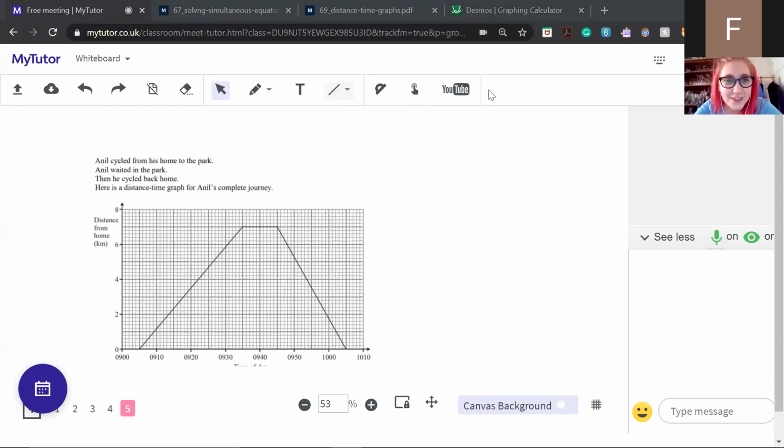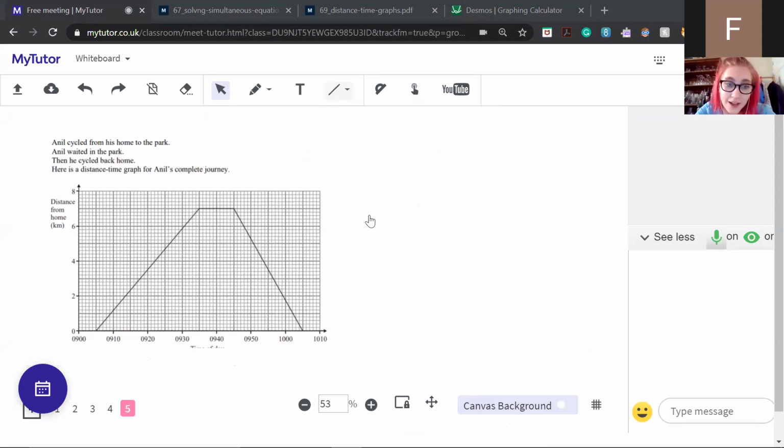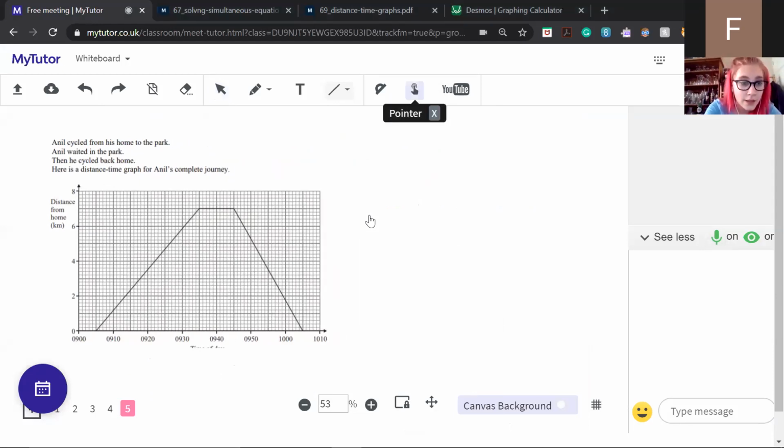So cool, let's have a look here. Right, Anil cycled from his home to the park. He waited in the park and then he cycled back home. So this makes sense, right? This says time of day. Sorry, I cut that off. So this means 9 o'clock in the morning, 10 o'clock in the morning. So he left at 9:05. You can see that here. He cycled, waited there for a bit, and then he came back.